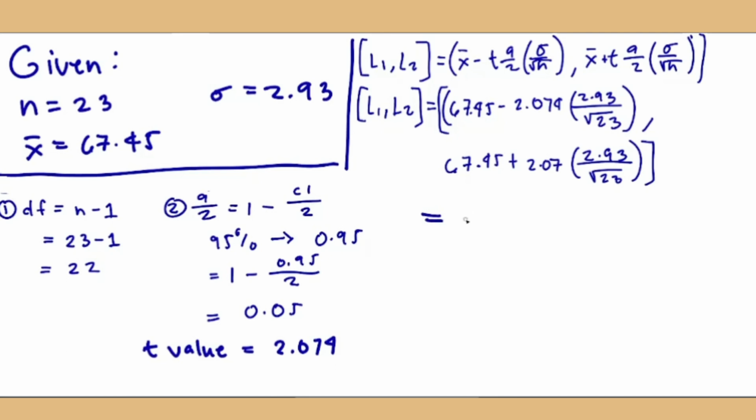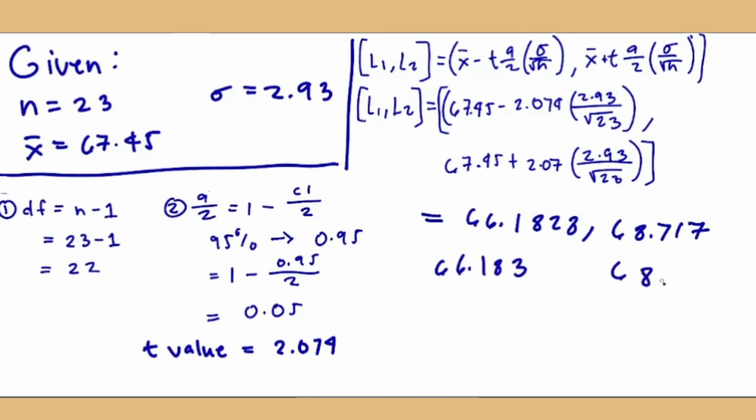Overall, we will get a total of 66.1828 and 68.717. Overall, we will get 66.183 as our lowest confidence interval and 68.717 as our highest confidence interval.